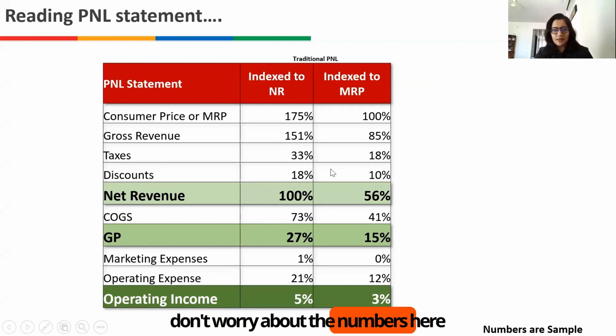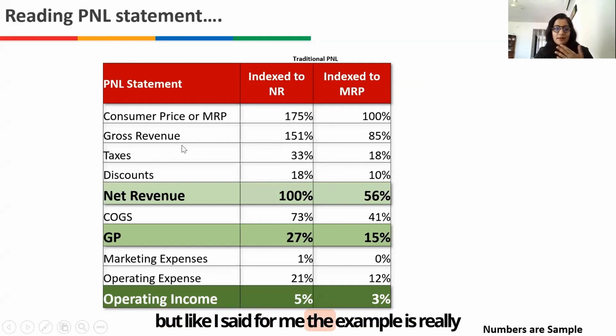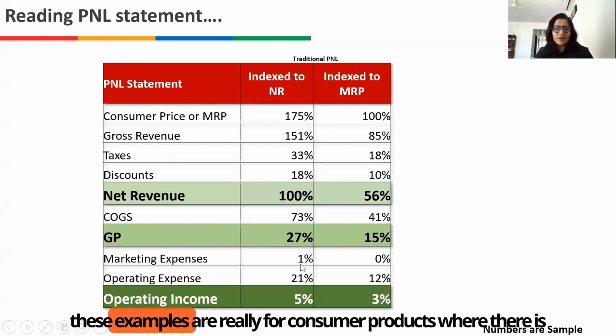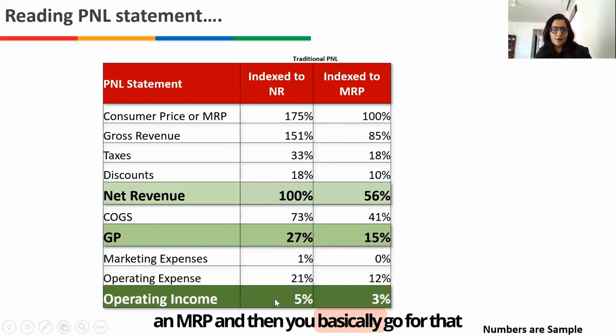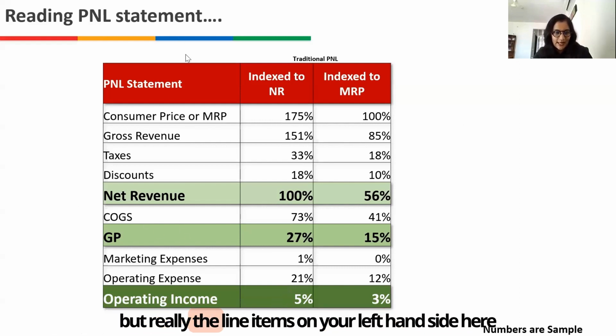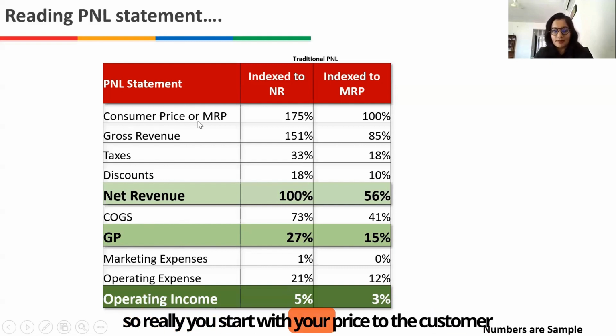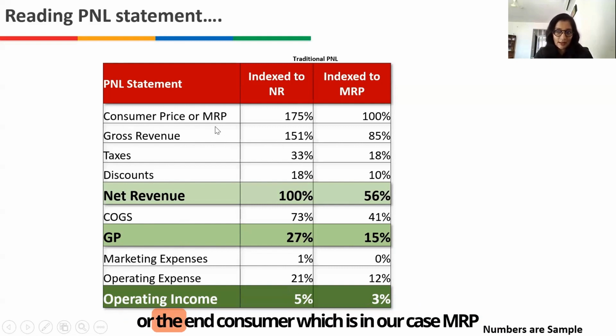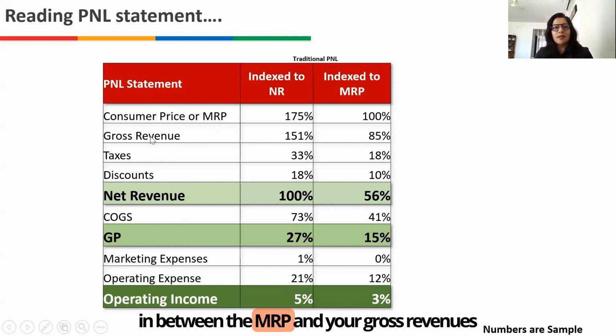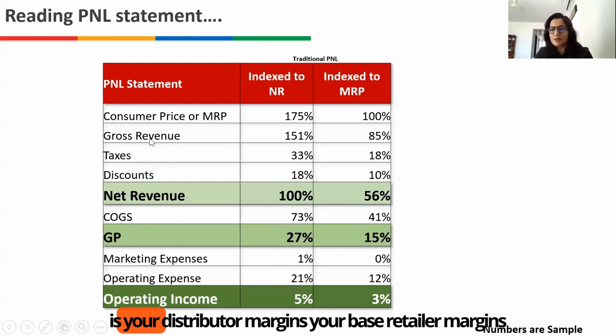Don't worry about the numbers here. These examples are really for consumer products where there is an MRP, but the line items on your left hand side are pretty much the same across any P&L. So you start with your price to the end consumer, which in our case is MRP. Between the MRP and your gross revenues are your distributor margins and your base retailer margins.